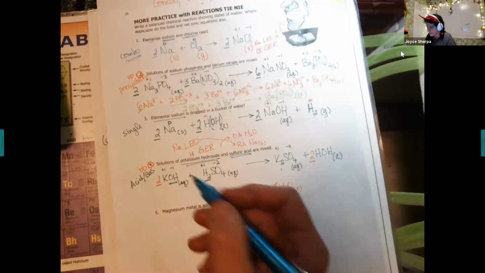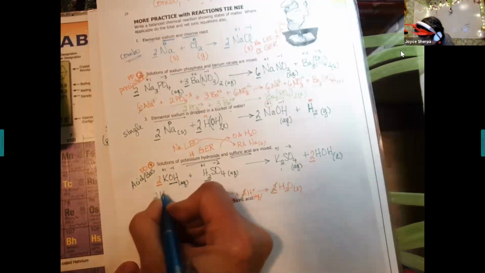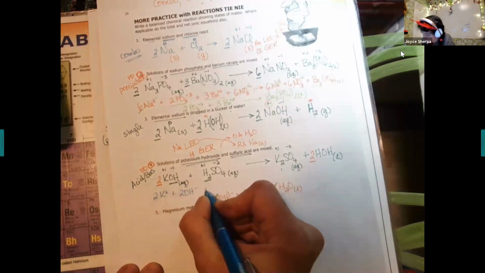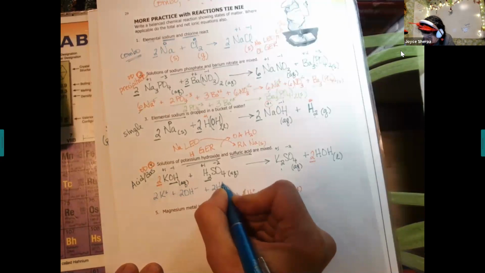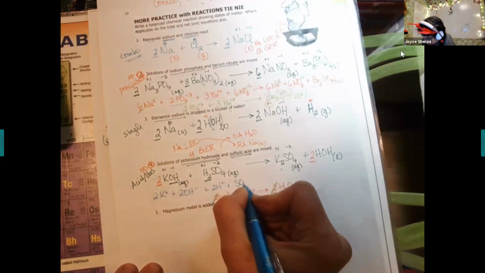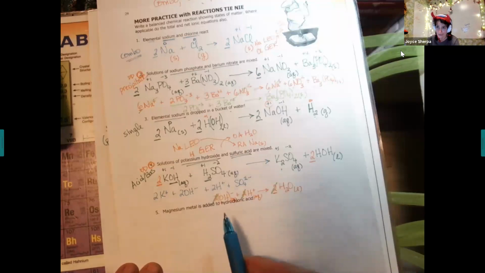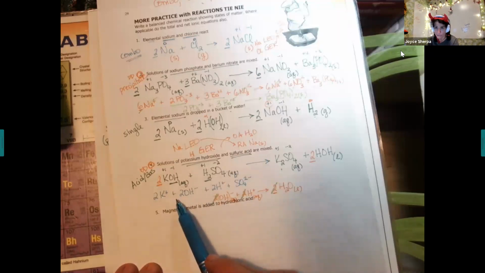But that would be our net ionic. The spectators are potassium sulfate. I'll go through and write our middle one just for completion. 2 potassiums, 2 hydroxides, 2 hydrogens, and sulfate. I would say 90% of you are going to want to always be writing that total.